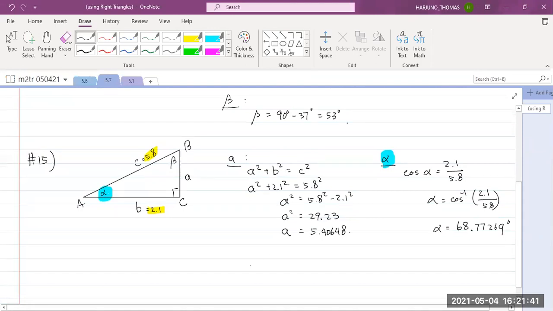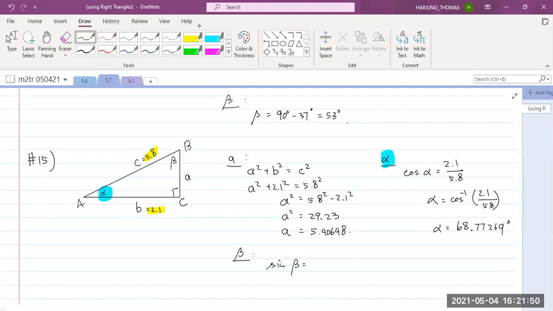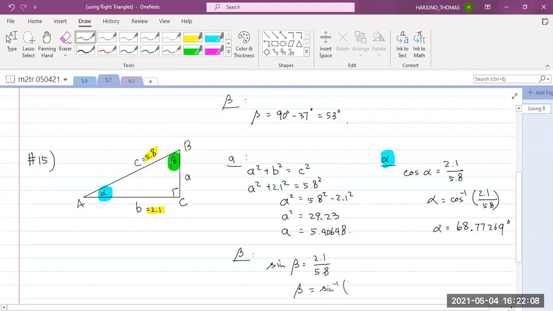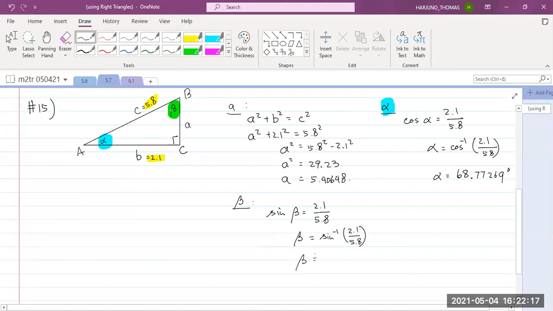Now angle beta, that's the complement of angle alpha, right? Or you can also use sine beta. The relationship between angle beta and the yellow sides is sine beta equals 2.1 over 5.8. But I still prefer to just do the complement. You will get the same number. That will be 20.22731 degrees. I mean 21. Now, that's the foundation of what we will do in the later part.